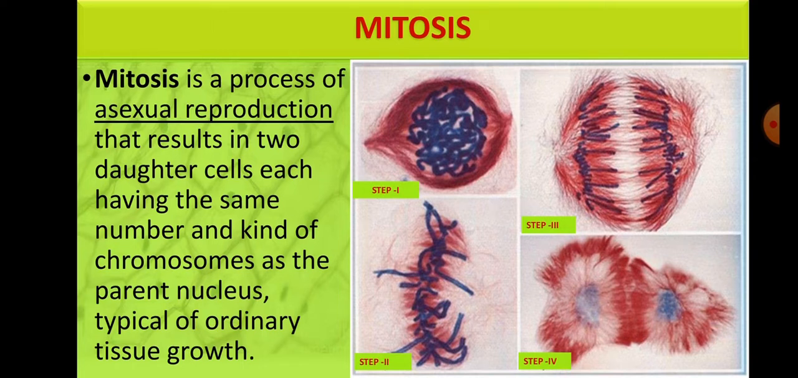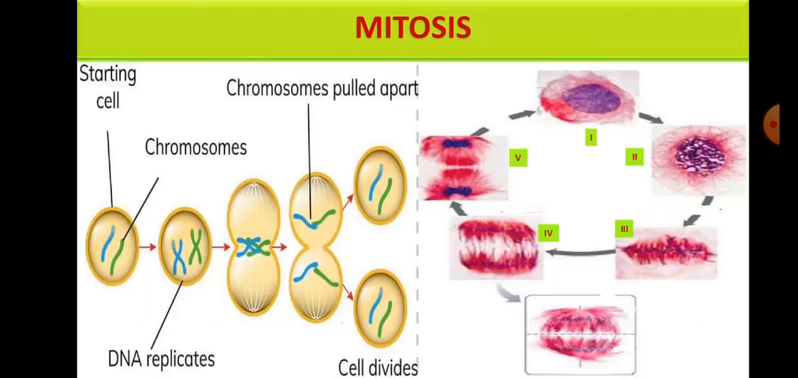Now, mitosis is a simple process of asexual reproduction that results in two daughter cells, each having the same number and same kinds of chromosomes as the parent nucleus. This is commonly seen in the growth of the cells of normal tissue in the body. As you can see in the picture, steps are shown: step 1, step 2, step 3 and step 4. We will discuss this in detail here.